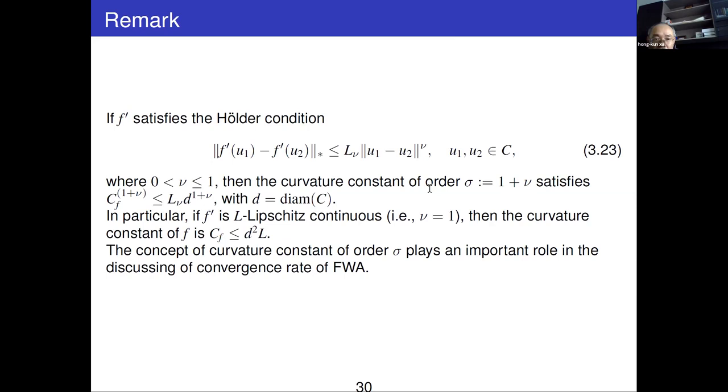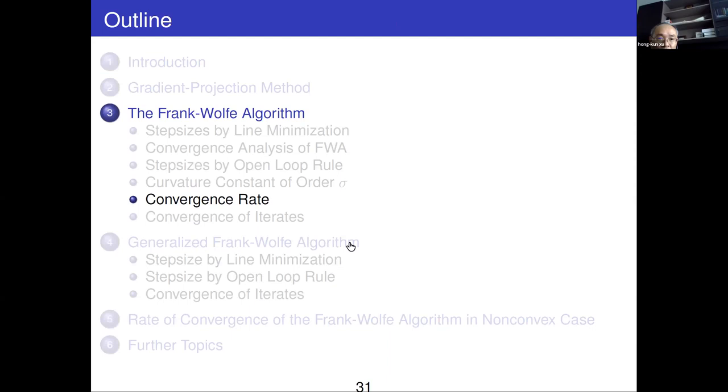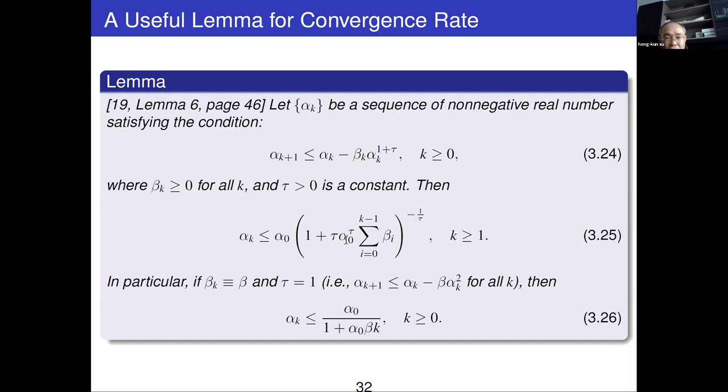Now, this constant plays a very important role in the discussion of the rate of convergence of FWA. Let me show you the result. In order to prove the rate of convergence, again, I need an inequality. This inequality is taken from Polyak's book. Suppose you have a non-negative sequence alpha k which satisfies this inequality: alpha k plus 1 is smaller than or equal to alpha k minus beta k times alpha k raised to the power 1 plus tau, and tau is a positive constant. Then you have the inequality in 3.25.